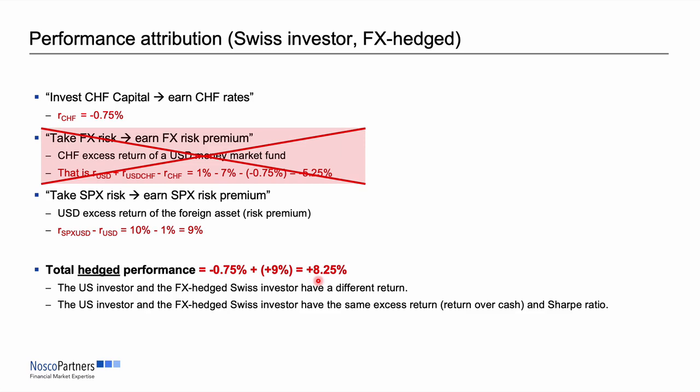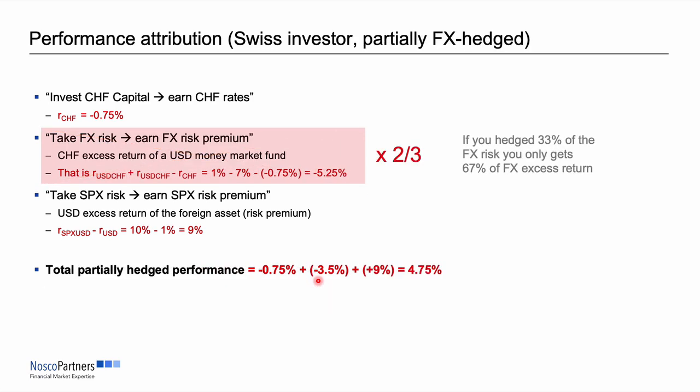So if we check that, the US dollar investor gets 10%, but his interest rate is 1%, so the excess return he makes is 9%. Similarly, the Swiss investor earns 8.25%, but his base return, his Swiss franc return, is minus 75 basis points. So he has a return over this Swiss franc rate of 9% as well.